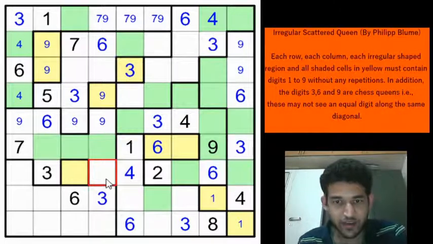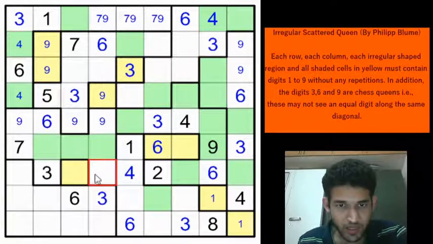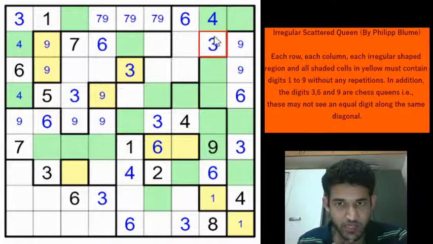But 9 can be here, right? For this region, if you see, 9 can be here. Okay. Right. Any more easy digits we are missing? 3, 4, 6, 8, 9. So 1, 2, 5, 7 are remaining. We are not missing any easy digits.